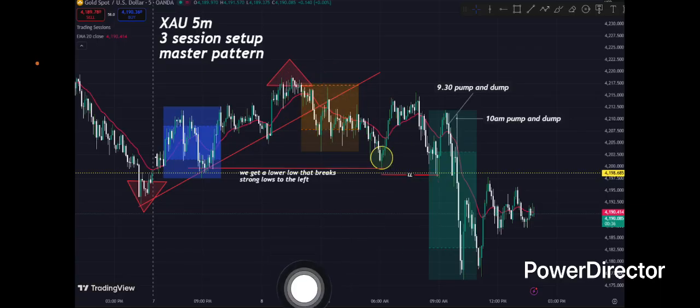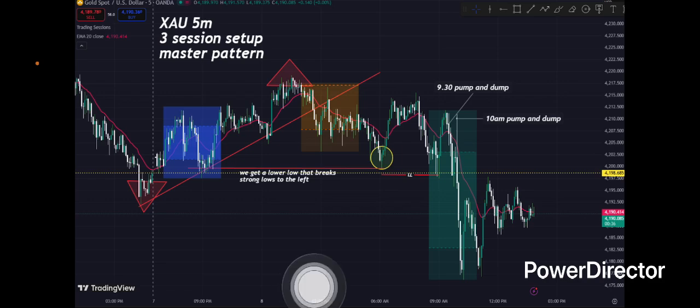And what that means for me is that I am looking for a pump and dump in the session. If we are putting in lower lows, we are looking for the market to pump up and pull back before it collapses again to put in the next lower low. And you can see here we had the pump and dump going into the 9:30 open. And again, we pumped up one more time right around 10 a.m. for the pump and dump.